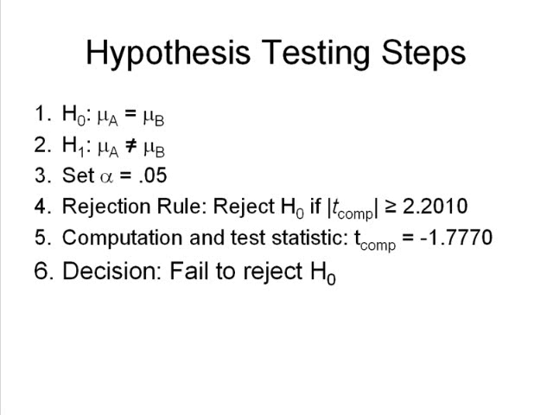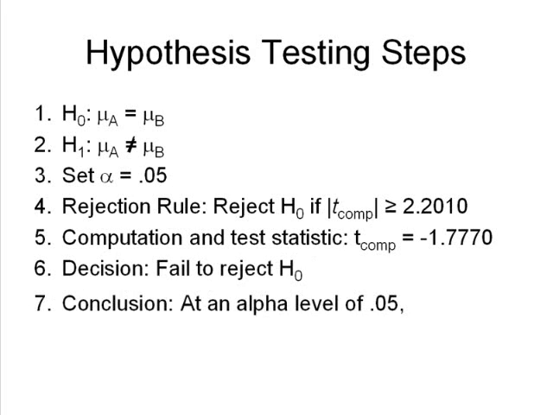Now comes the most difficult part of the whole thing probably for most students, and that's to write a good APA conclusion. And a good APA conclusion always starts the same way whether or not you reject the H0. It always starts out by stating your alpha. So here we would say 7, conclusion, at an alpha level of 0.05. They always start out that way.